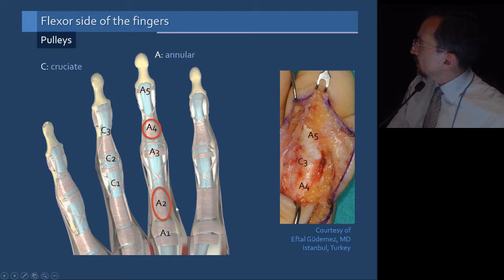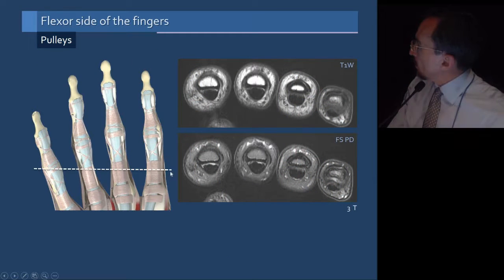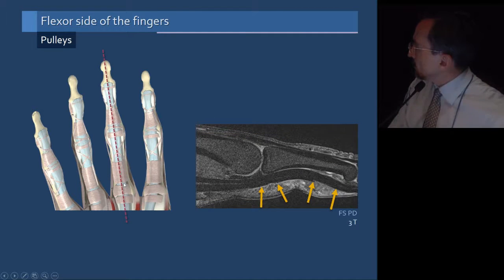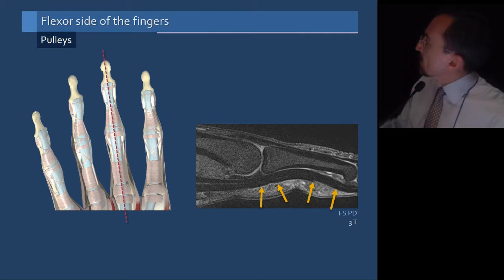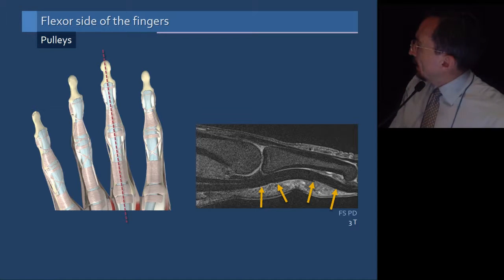And then their nomenclature has to do with their shapes. They are annular or cruciate, as shown here. And then the numbering of them is such that it increases from the proximal to the distal. So depending on how you have your axial sections, you can see some of them, not all of them, in a single section. Wherever it crosses, it will depend on the crossing area of the section. And sometimes you can even make them out on sagittal images as those small, thin structures here.